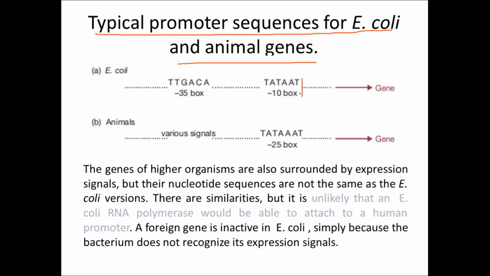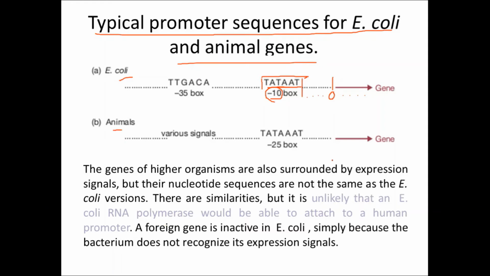This indicates the -10 position. This starts from the start codon, where the start codon is position 0. Here +1, +2, +3, +4 and it goes on. Similarly here -1, -2, -3, -4 and so on. So the TATA box segment of the gene is located exactly at the -10th position upstream of the gene in E.coli. Similarly, in animals, from the start codon, the TATA box is located at about -25.